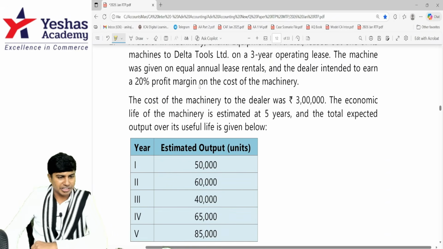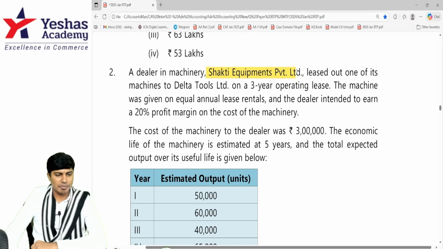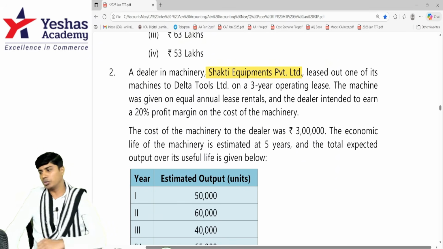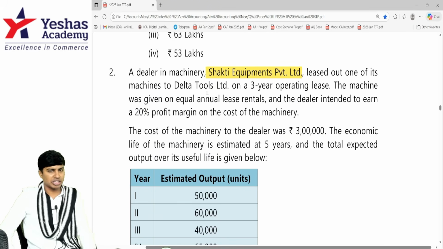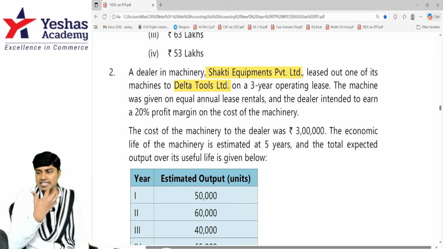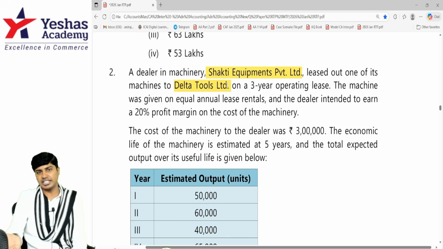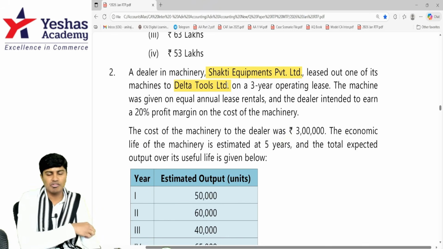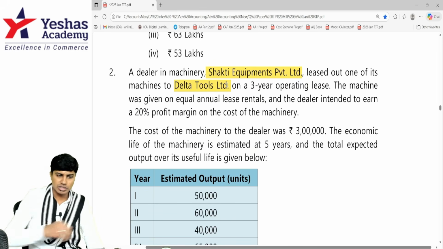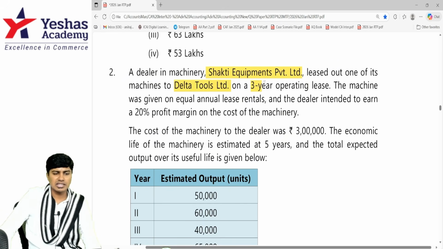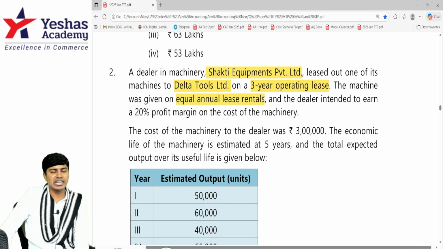The dealer in machinery, Shakti Equipments Private Limited, leased out one of its machines to Delta Tools. Delta Tools Limited is the lessee who's taking the asset. Shakti Equipment Limited is the entity which is giving the asset on lease. So the lessor is Shakti Equipment, the lessee is Delta Tools, and the asset is being given on a 3 years operating lease. The machine was given on equal annual lease rental.